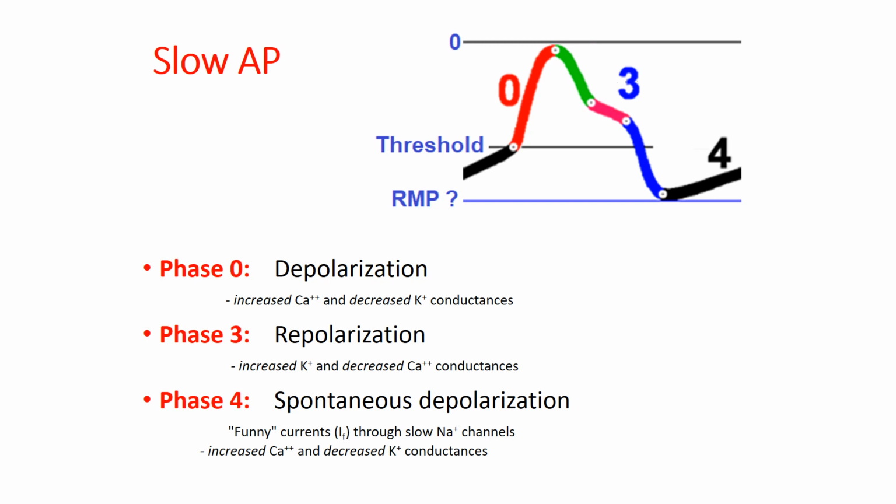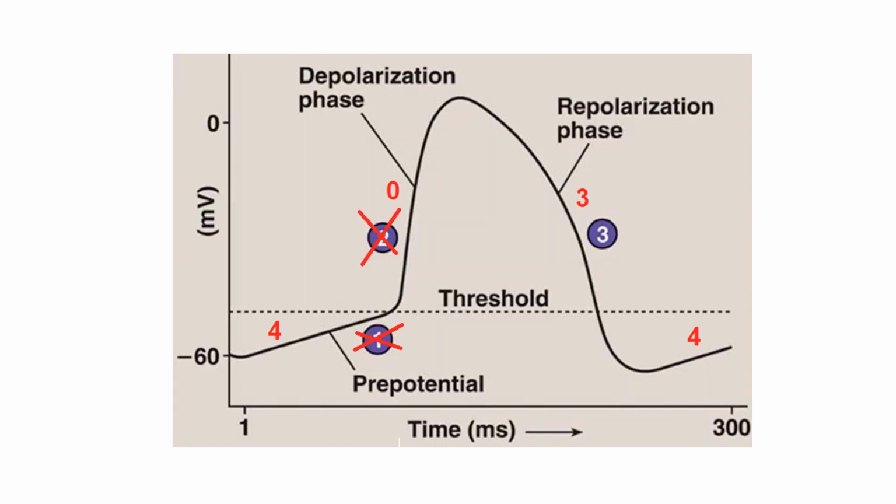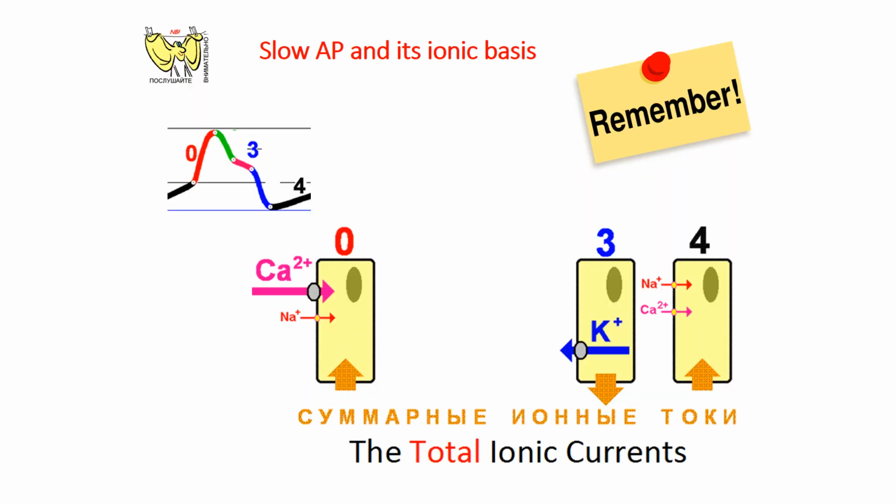Slow action potential. Phase 0, depolarization: increased calcium ion and decreased potassium ion conductances. Phase 3, repolarization: increased potassium ion and decreased calcium ion conductances. Phase 4, spontaneous depolarization: funny currents, If, through slow sodium ion channels, increased calcium ion and decreased potassium ion conductances. Designate the phases of the slow action potential only as 0, 3, 4. Slow AP and its ionic basis. You must learn this diagram and be able to draw it.